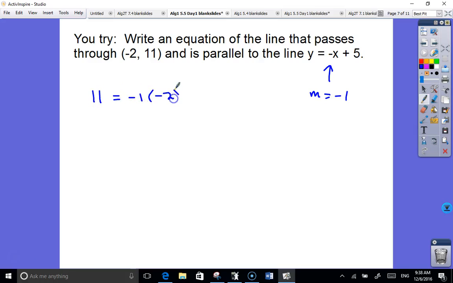times -2 plus b. More than one of you had plus 5. Well, at that point, you don't even have anything to solve for, right? You've got to have something to solve for. So this is 11 equals 2 plus b. b equals 9. So our equation is y equals -x plus 9.